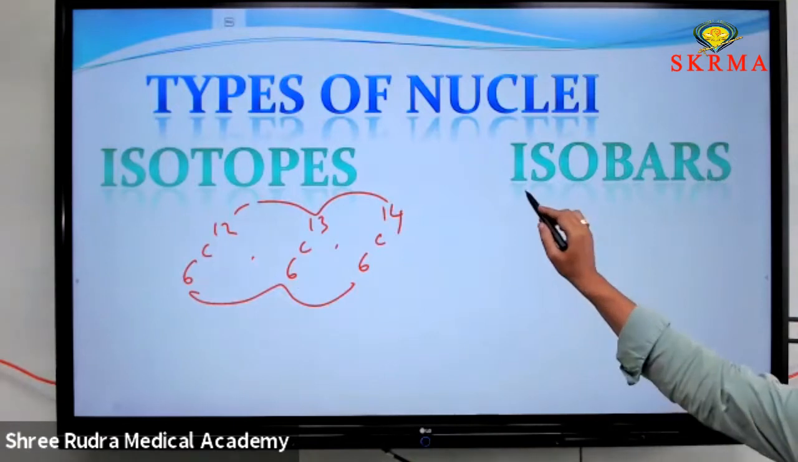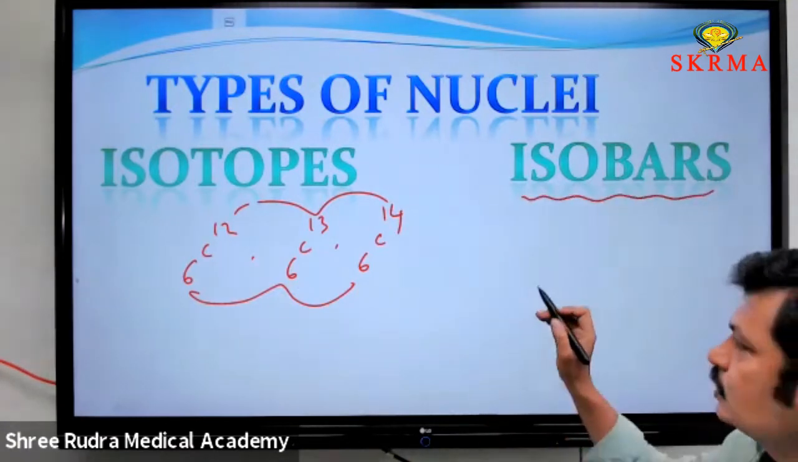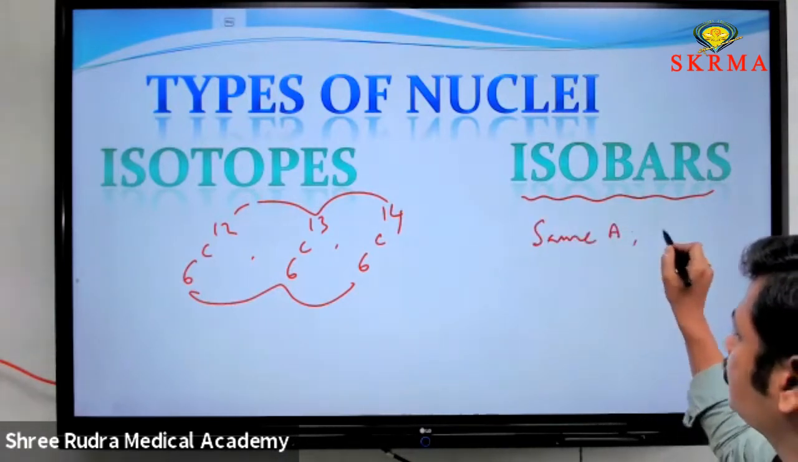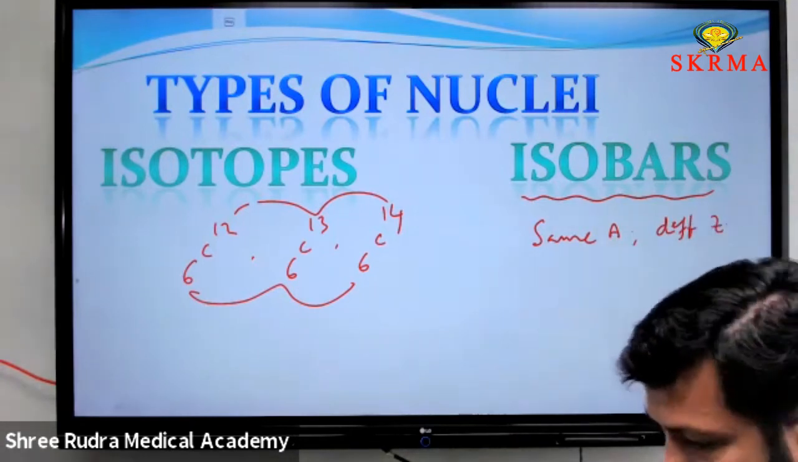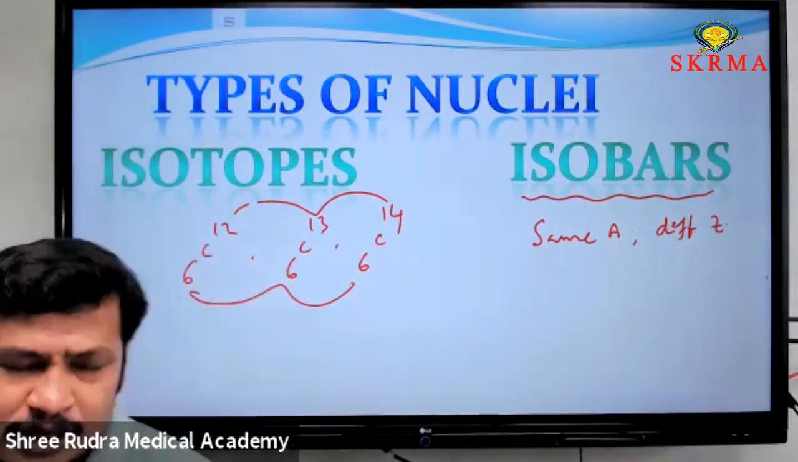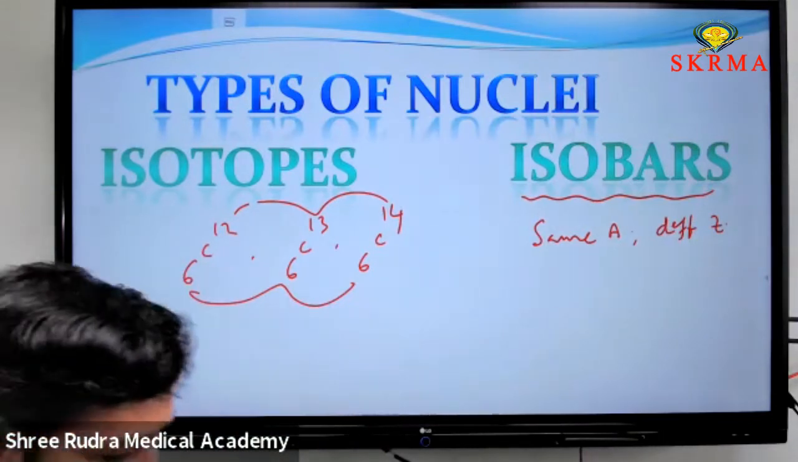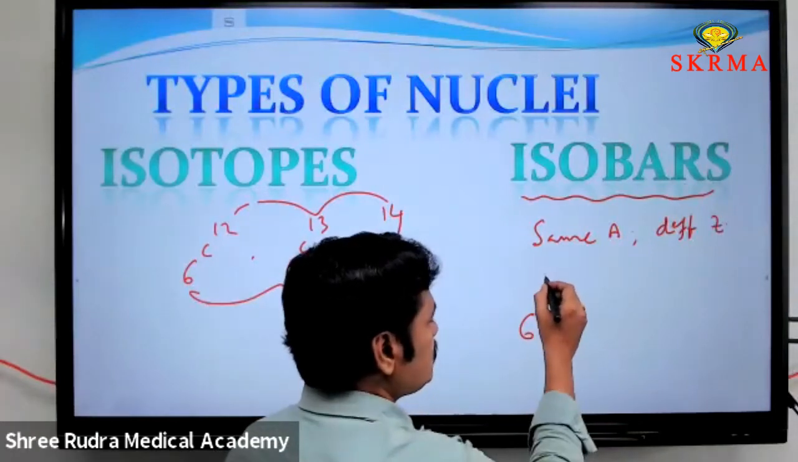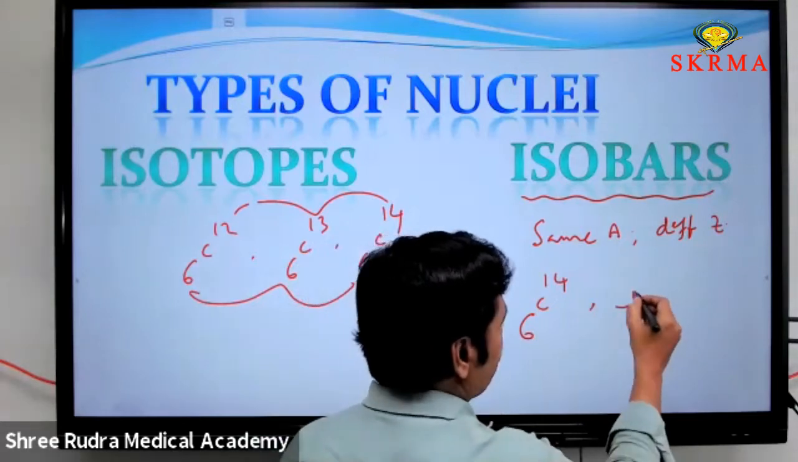And the next type of nuclei are called isobars. What are isobars? Just quite the opposite. That is, same A, different Z. Same mass number, different atomic number. If you take an example, 6C14 and 7N14.